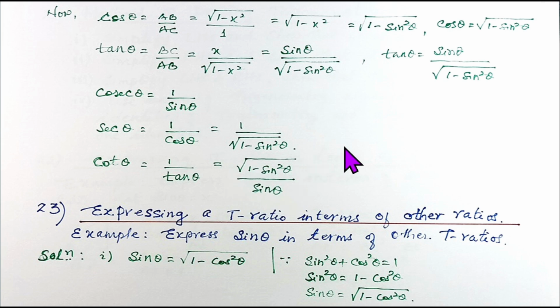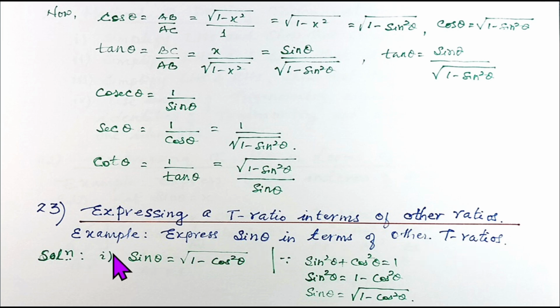So this is how we can express one trigonometric ratio in terms of the others. That means we can express all other trigonometric ratios in one particular trigonometric ratio. Here I have expressed all the trigonometric ratios in terms of sin theta. A very important example, generally asked. The next important study is expressing a trigonometric ratio in terms of other ratios. This is very interesting. We have to express sin theta in terms of other trigonometric ratios. Let us understand.